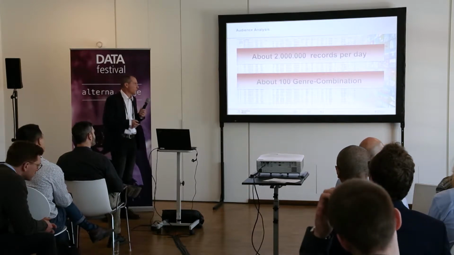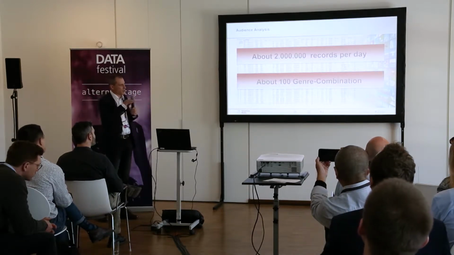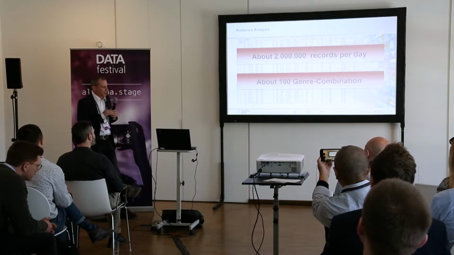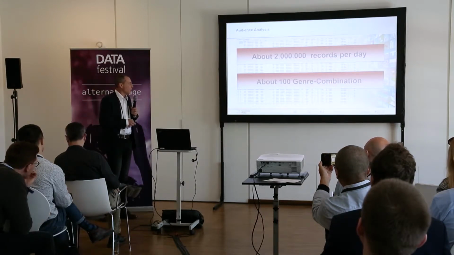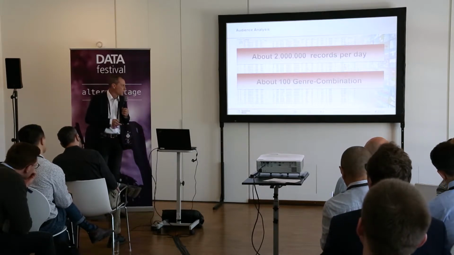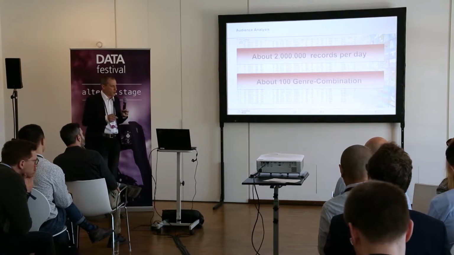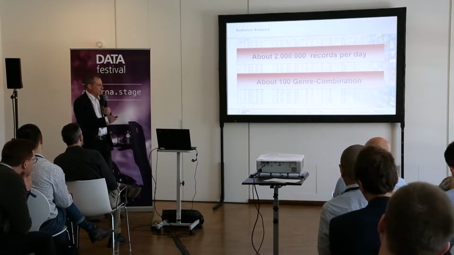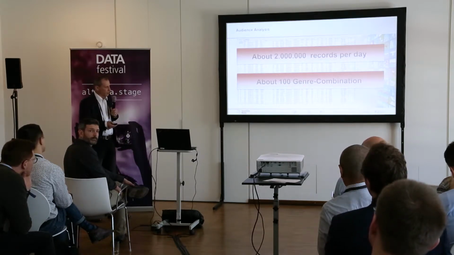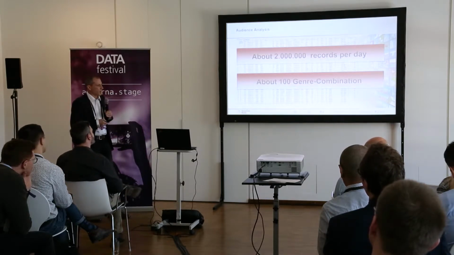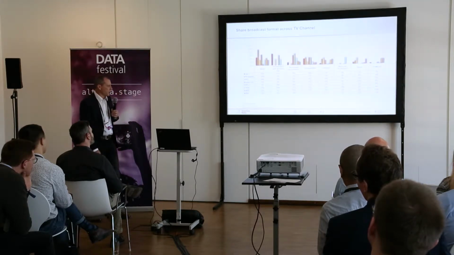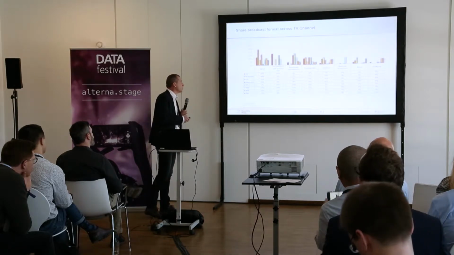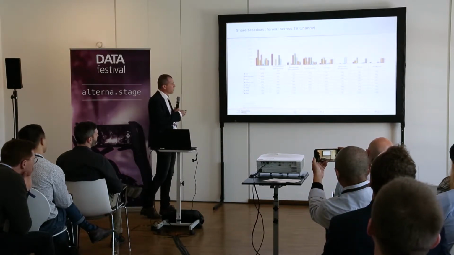We have about 2 million records per day. It depends on the accumulation level. Of course, we can accumulate data, but usually we start from 1 minute's usage. And about 100 genre combinations, because the whole genre universe can be combined, and people can watch, as I said before, TV movie and politics, plus food and kitchen, and that actually generates a lot of genre combinations.